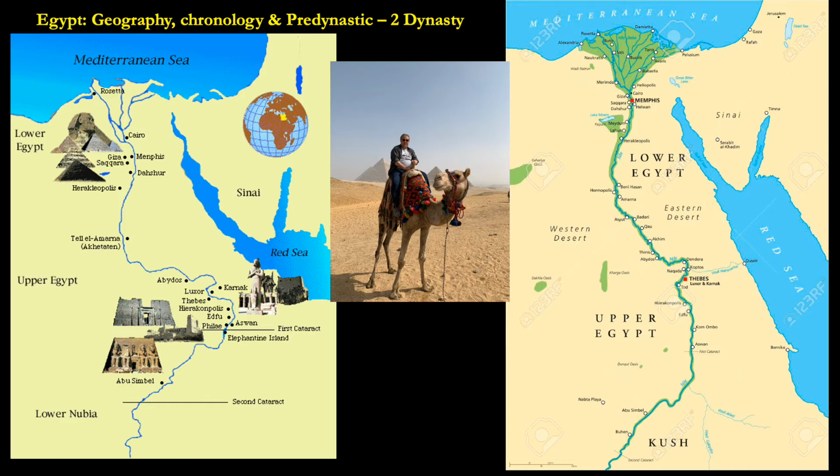Now, since the Nile runs from south to north, the lower part of Egypt is called Upper Egypt, and the northern part is called Lower Egypt. It all has to do with the flow of the Nile.